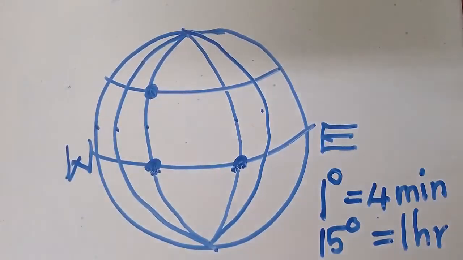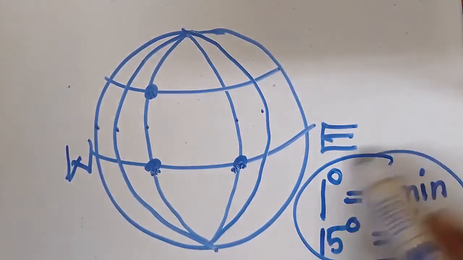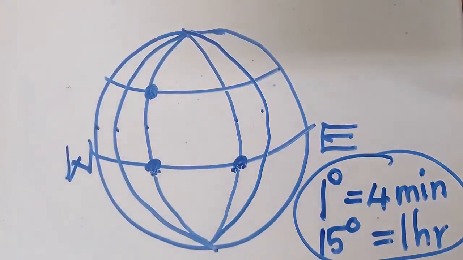So these are points that I want you to understand. These are terms that you need to get. So in an exam, they won't give you this. You need to know this. You need to master it, that 1 degree is equal to 4 minutes and 15 degrees is equal to 1 hour. So let's make sure we get this and understand this point.